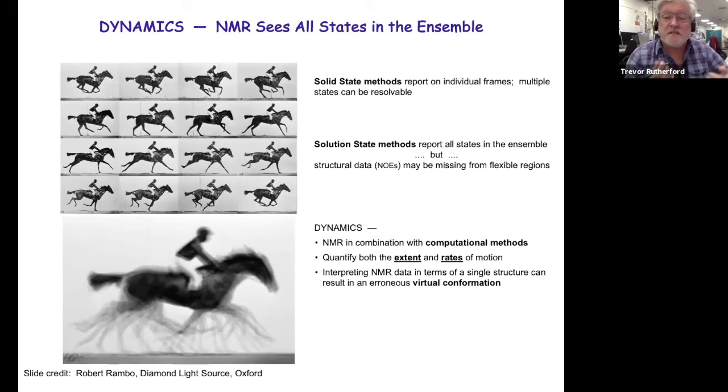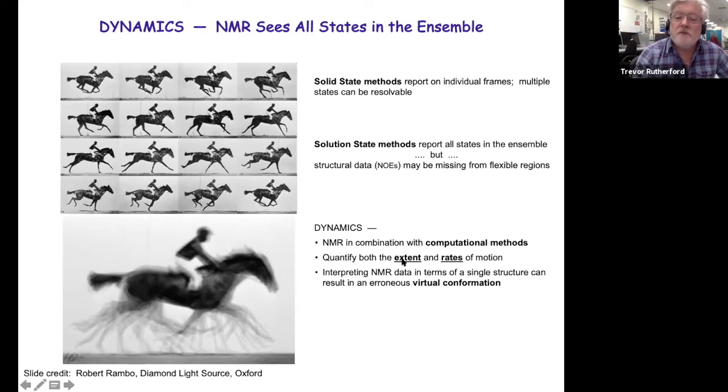Crystallography tends to be a snapshot of single static states, but what NMR sees is an overall moving picture, and it sees all of those. In order to resolve what the individual contributions are to those, you need to use NMR in combination with other methods, with computational methods, and you need to validate the computational methods against the NMR data.